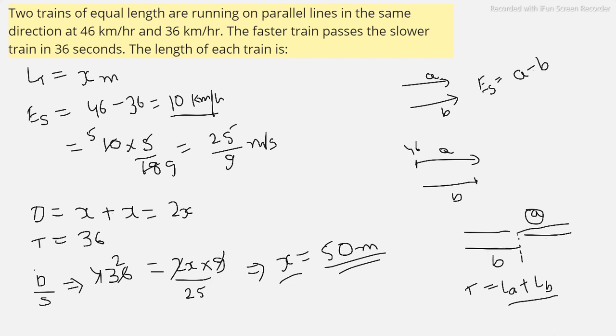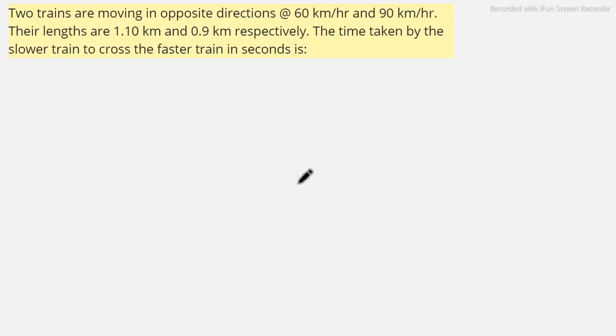Moving on to the next question. So the next question is, two trains are moving in opposite direction at the rate of 60 km per hour and 90 km per hour. Their lengths are 1.10 km and 0.9 km respectively. The time taken by the slower train to cross the faster train is.